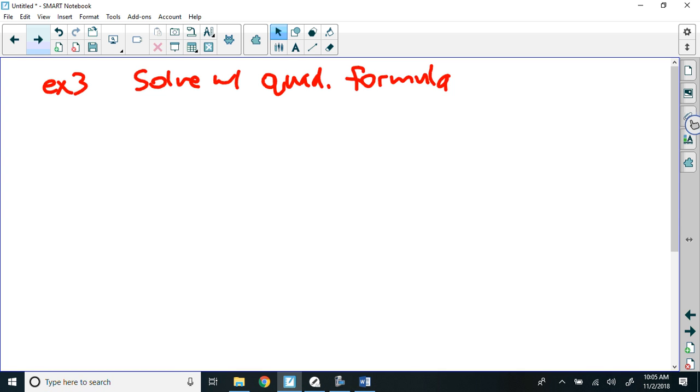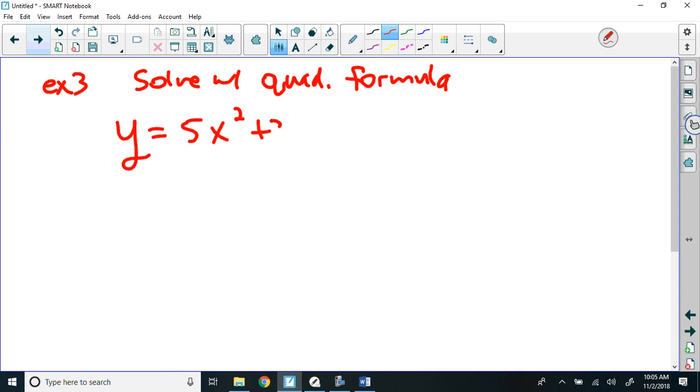Oh, that's a good one. 5x squared plus 30x. Oh, was it plus 30x? No, it's not going to be plus 30x. It's going to be plus 32x. 5x squared plus 32x plus 12. Oh, it's not y equals though. It's equals 0. Sorry, my bad. There we go.